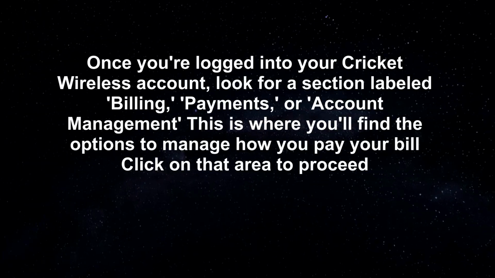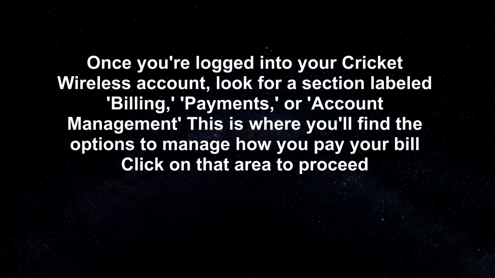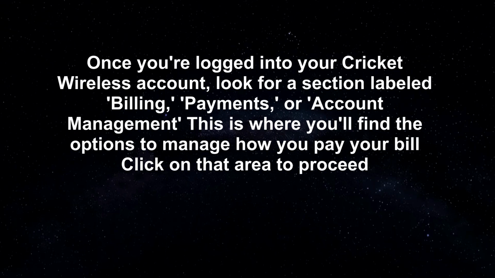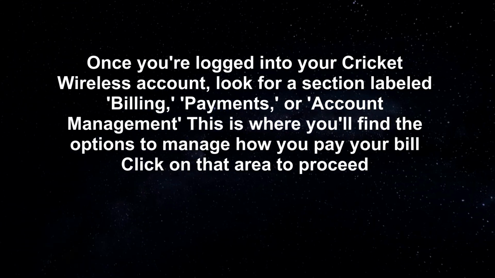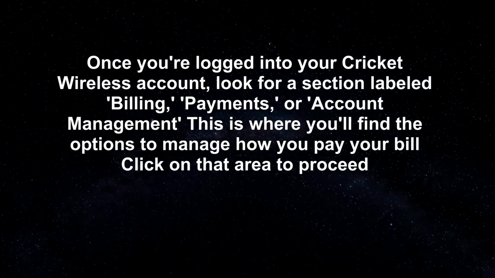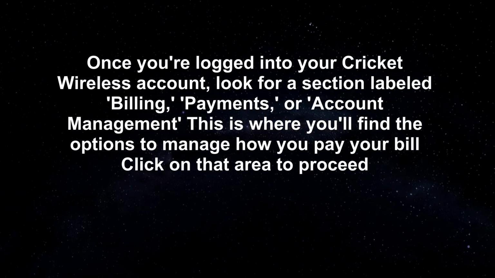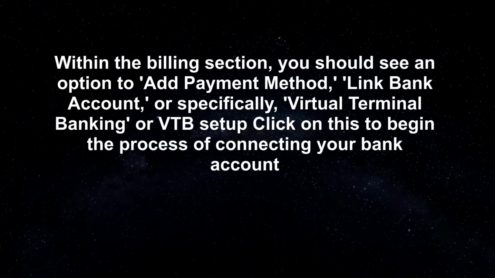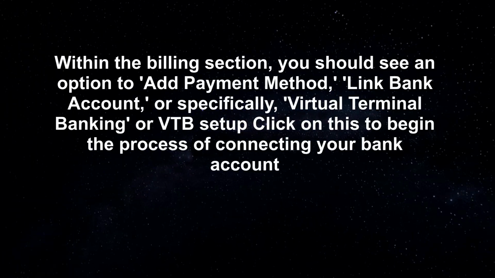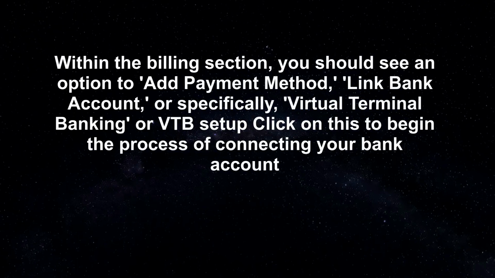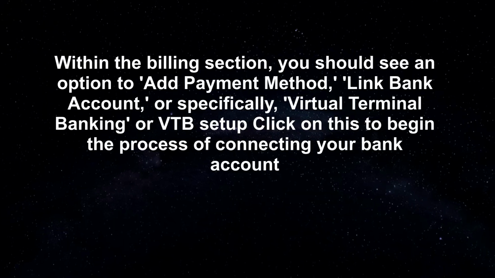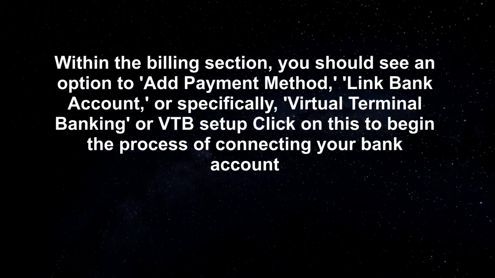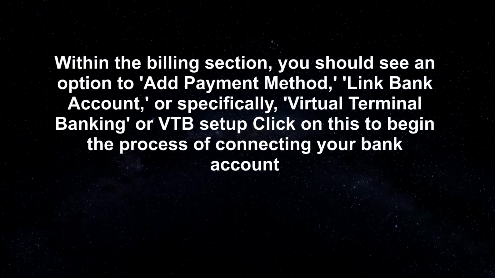Once you're logged into your Cricket Wireless account, look for a section labeled Billing, Payments, or Account Management. This is where you'll find the options to manage how you pay your bill. Click on that area to proceed. Within the billing section, you should see an option to add payment method, link bank account, or specifically, virtual terminal banking or VTB setup. Click on this to begin the process of connecting your bank account.